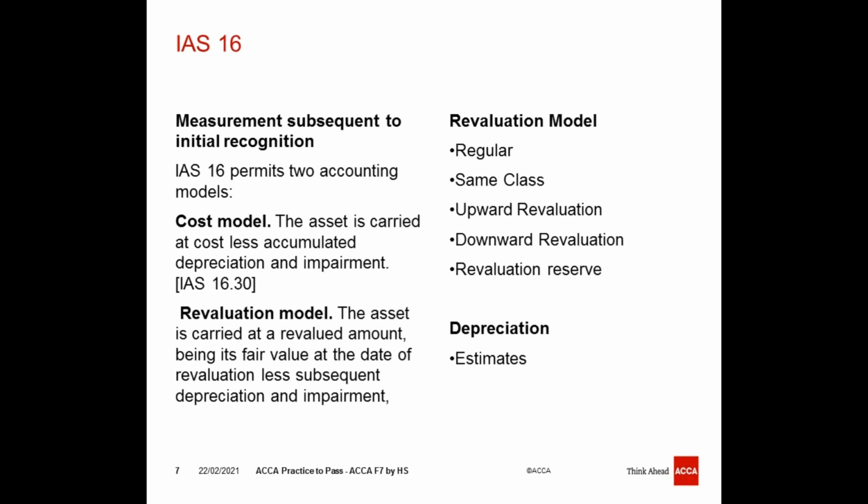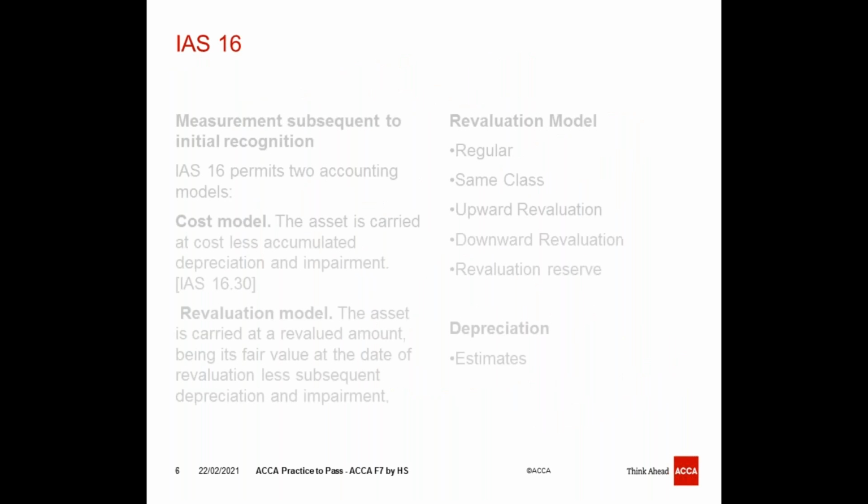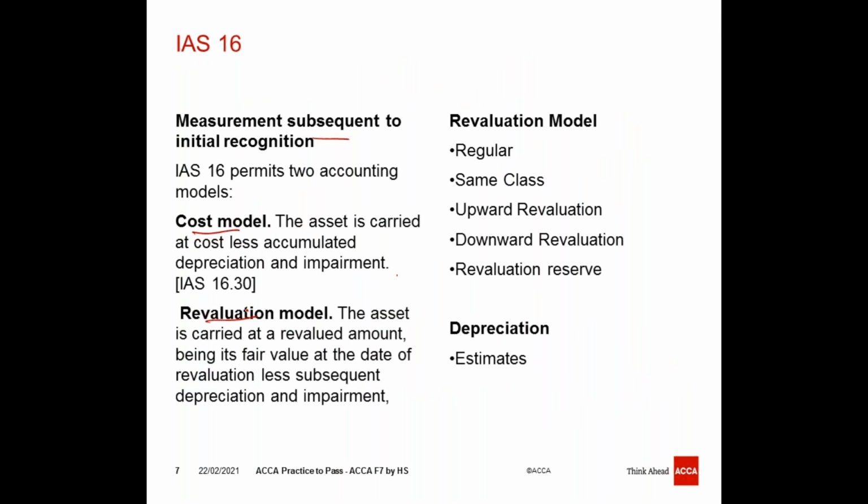The second point that you need to remember is the subsequent measurement. Initially, assets should be recognized at cost, which includes all these components. For subsequent measurement, we have the cost model and the revaluation model. The cost model is related to the historical cost convention, and the revaluation model means that you need to report the asset at its market value. Under the cost model, we usually report the asset at cost less accumulated depreciation and accumulated impairment loss.